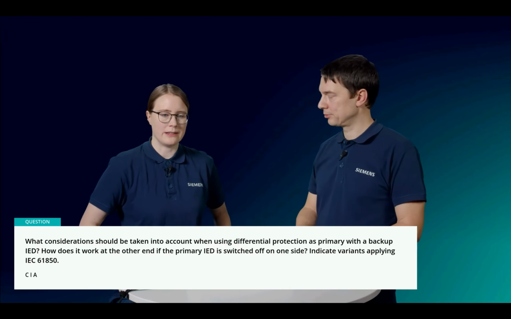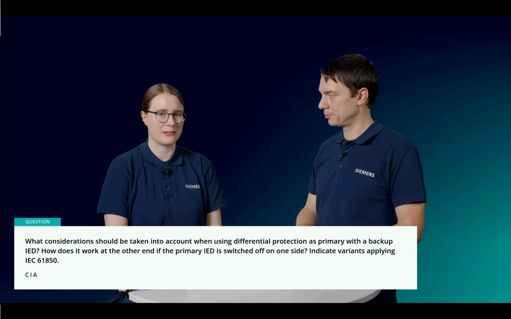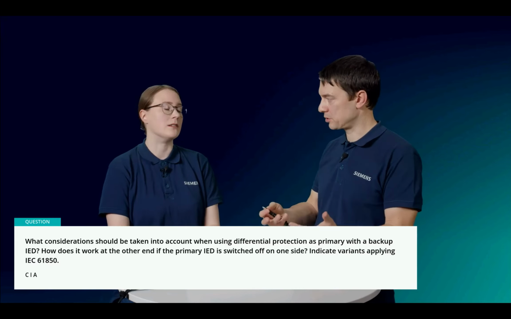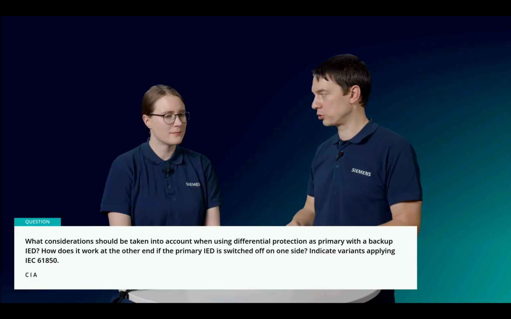How does it work at the other end if the primary IED is switched off at one side? So line differential is switched off at one side. What happens to the other side? Can you answer this? I can at least say that it will be automatically blocked. If the one side is offline, then of course the line differential protection is blocked, and then the backup protection can jump in, like for example, distance protection. Or if the channel fails, you can also configure that distance protection picks up or overcurrent protection picks up.